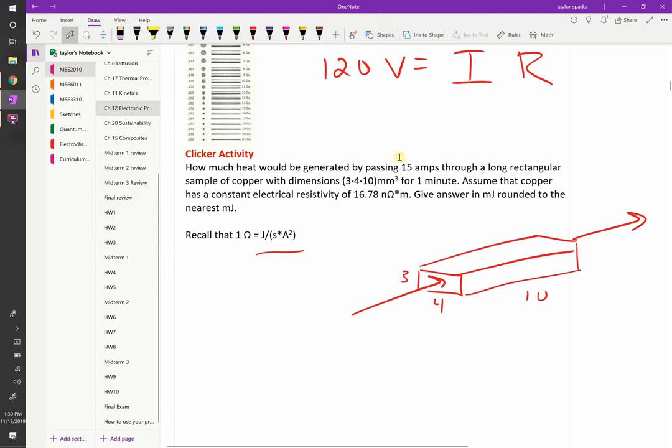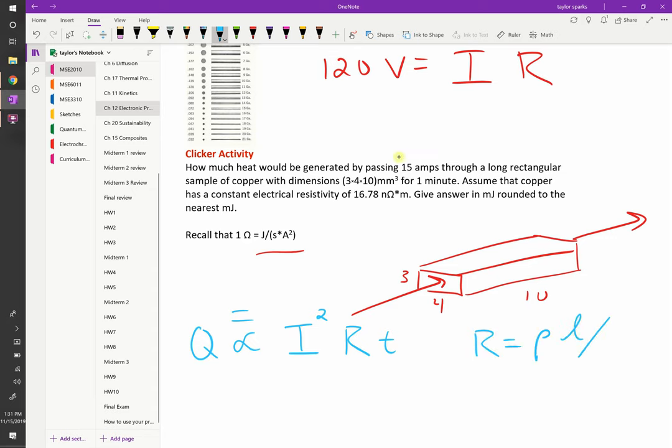So again, the question is asking how much heat gets generated. So if you're feeling stuck, we're going to go back to our joule heating equation, which says that Q is proportional, since we don't know any better, we're going to assume that means equal right now, to the current squared, I squared times R multiplied by T. And we also just taught you that if you don't know the total resistance, but you do have the geometry and the resistivity, the total resistance is equal to the resistivity times the length divided by the cross-sectional area. I suggest putting everything in ohms and meters, but you can do what you want.